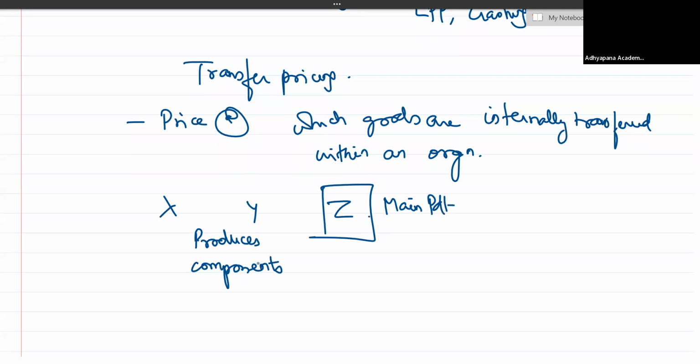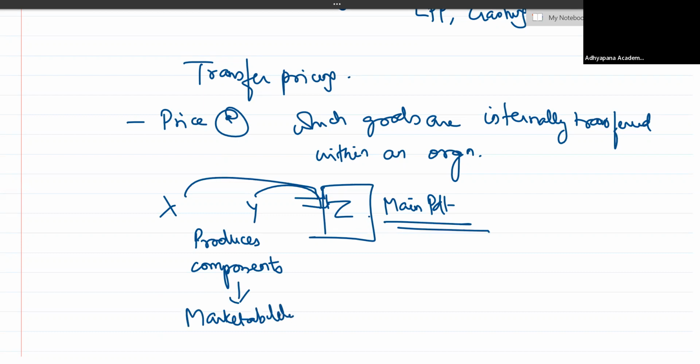Example, automobile industry. Okay, Ford Motors or Hyundai Motors, whatever, right? So there are 3 divisions in an organization where X and Y divisions produce components and Z produces the main product. So what will X and Y do? X and Y will give components to Z, and it will also have a marketability for components outside. Example, spare parts.